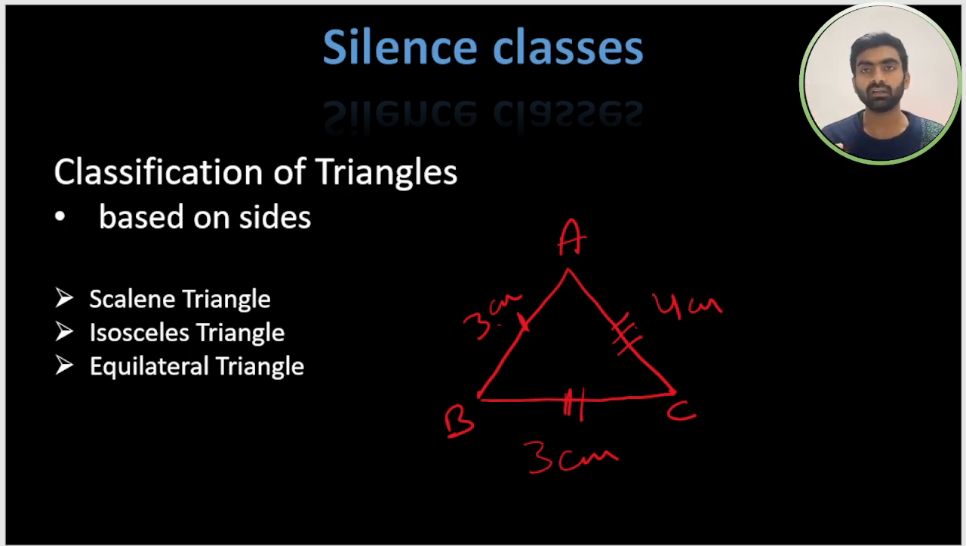In scalene, all the three sides are different. In an equilateral triangle, equilateral means equal, all the three sides should be equal. Okay, all the three sides should be equal. So by this I hope you understood what the scalene triangle, isosceles and equilateral triangle are.